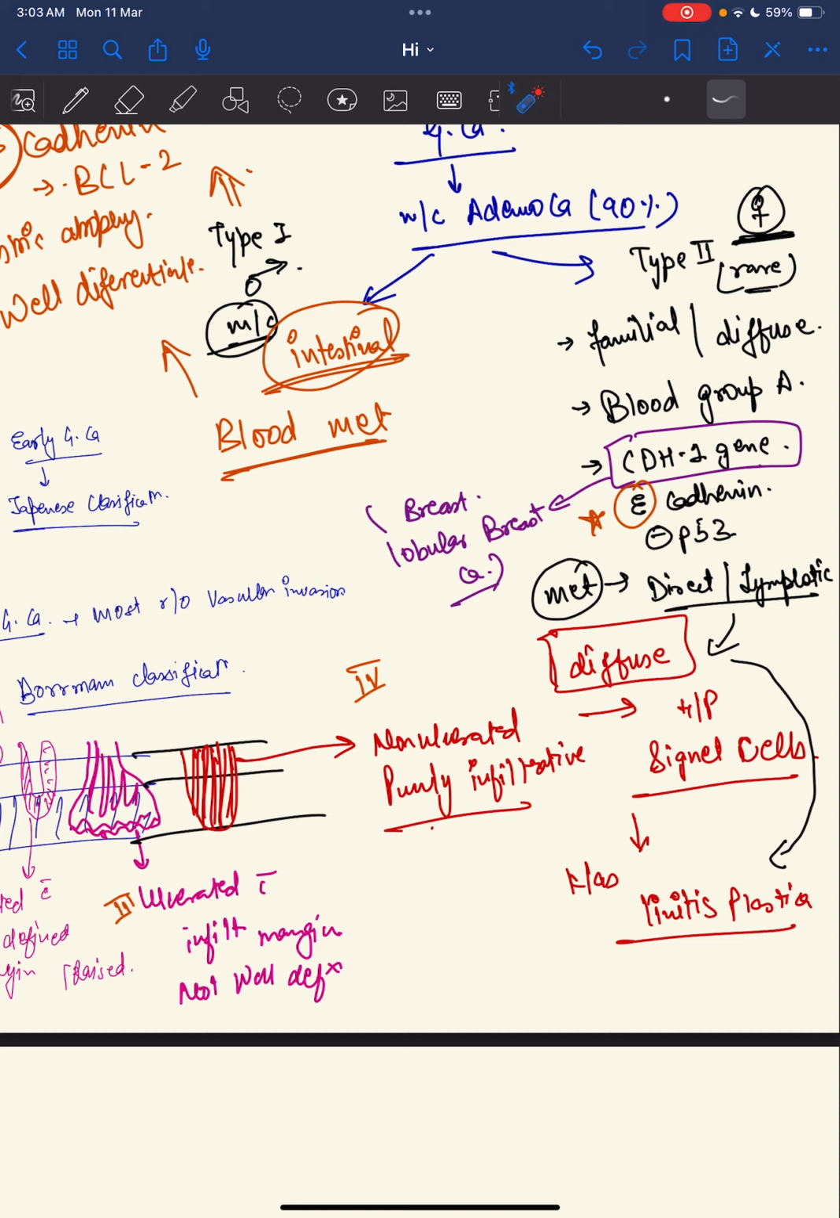And now the mets, in the mets it will go from the direct spread. भाई इतना नहीं वो होता कि ब्लडी मैट्स हो रहा है, इसको इतना नहीं आता भाई, ये सीधे से डायरेक्टली स्प्रेड हो जाती है या फिर लिम्फेटिक स्प्रेड करती है. ठीक है, and then will show the diffuse and Linitis plastica.